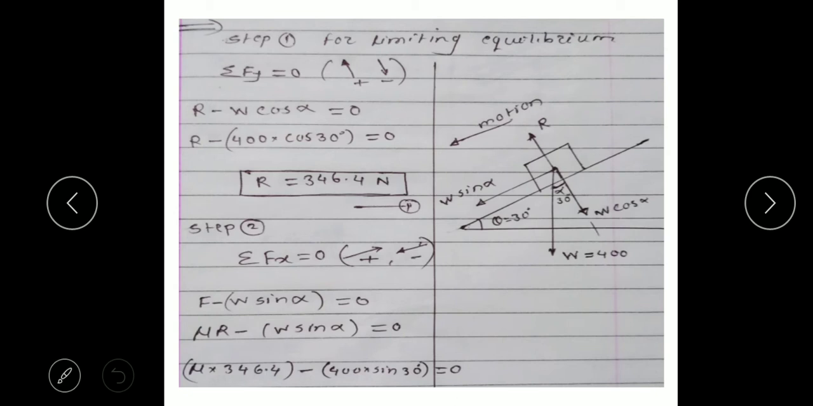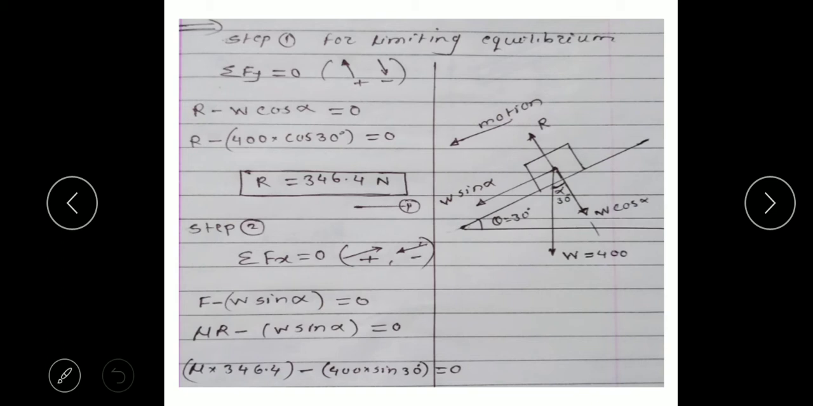In the solution, step 1, we will again follow the same procedure. For limiting equilibrium, we need to take the summation of all the vertical forces equal to 0. Here the upward arrow force is positive, and the downward force we will consider negative. These two arrows indicate the sign conventions, and first of all we need to draw the diagram.